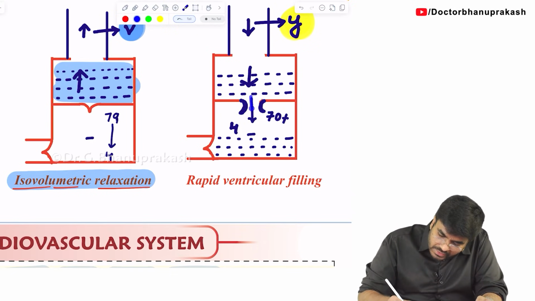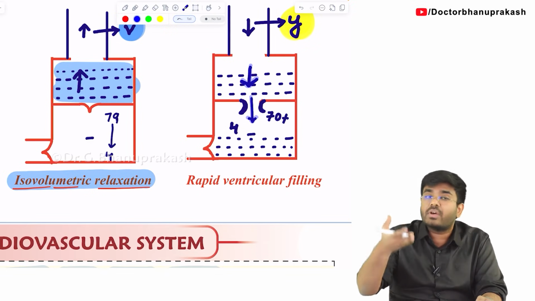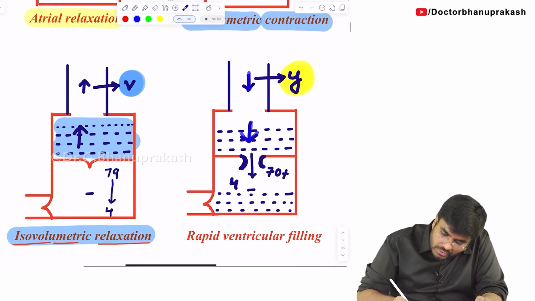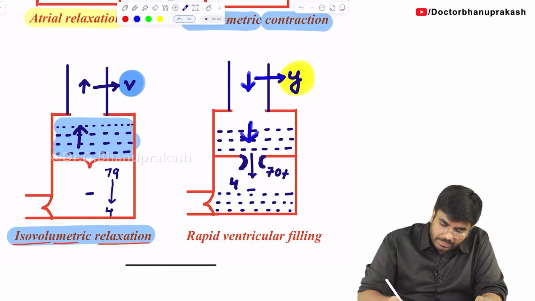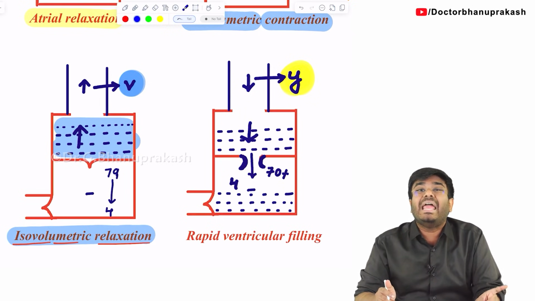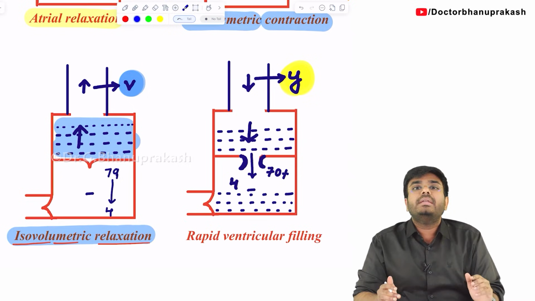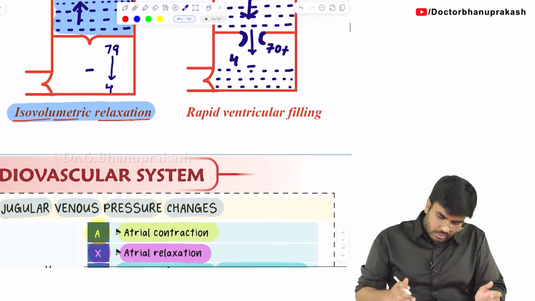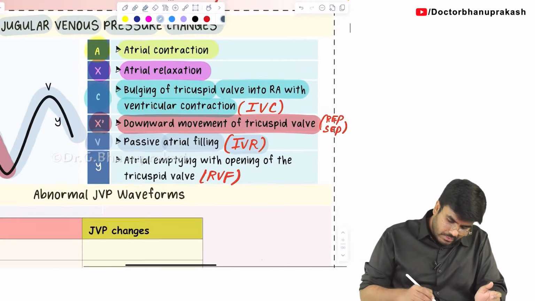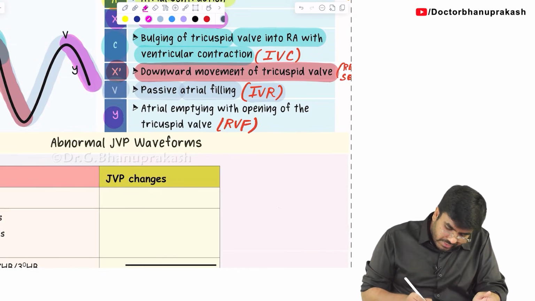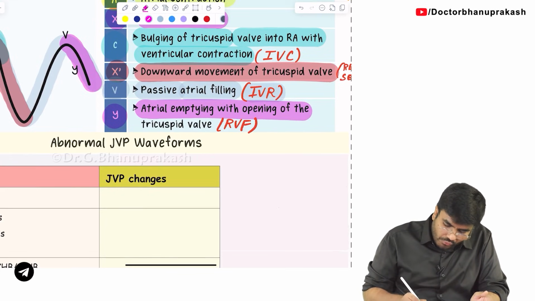Whenever the blood is going down into the ventricles, what happens to the pressure in the atria? It decreases, because the blood is going to the ventricles. So right atrial pressure decreases and internal jugular venous pressure also decreases. That is represented as the Y wave. The Y wave means the pressure in the internal jugular vein is decreasing due to atrial emptying with the opening of the tricuspid valve. 70% of the blood goes into the ventricles. So during rapid ventricular filling, the Y wave is seen.